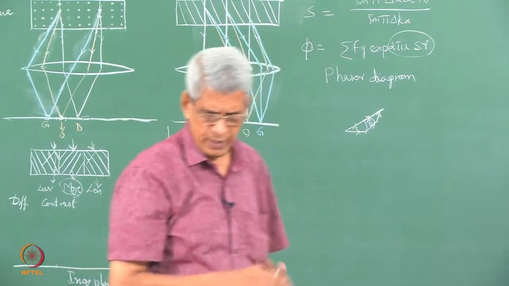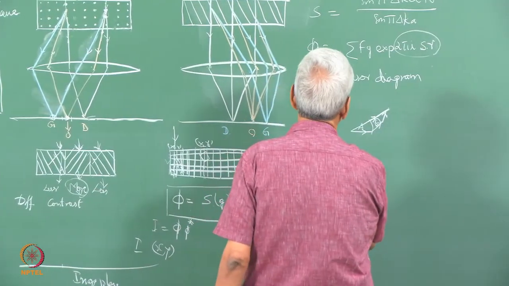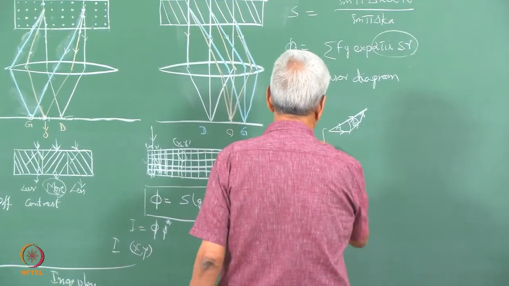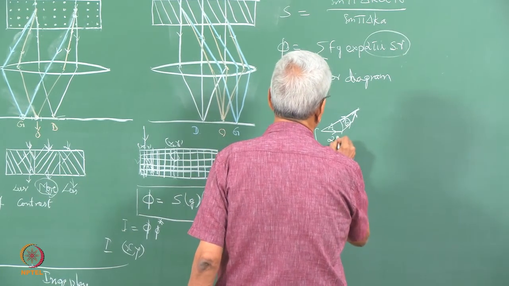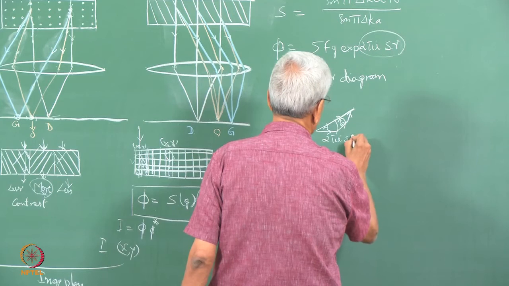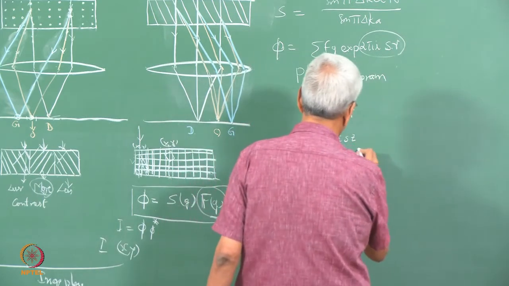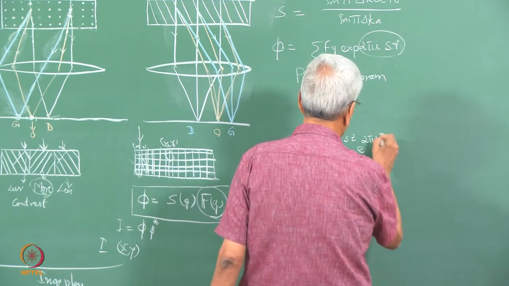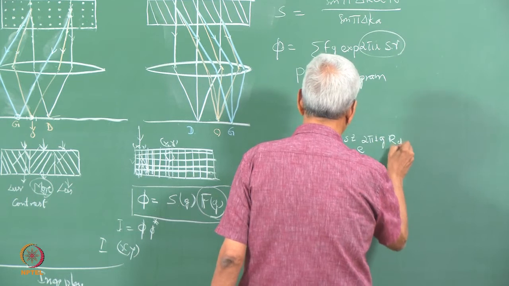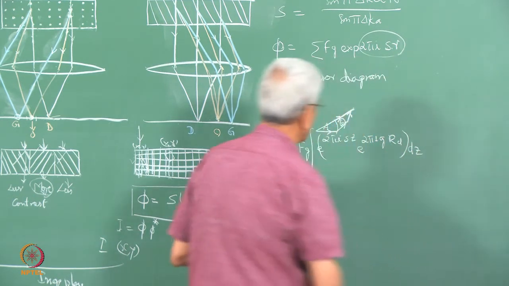This formula itself can be written in the form of an integral as well, where if Fg is a constant we can take it out, e to the power of 2 pi i s·z. Whenever a defect is present, due to the defect there will be another term which will come, 2 pi i g dot R d, this into dz. This is the sort of formula which we have derived.